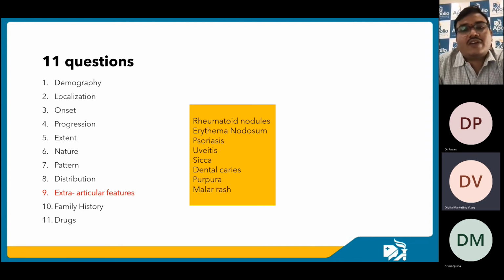So the next question we try to solve is the presence of extra-articular manifestations. So the extra-articular manifestations which can be associated with an arthritis are rheumatoid nodules, erythema nodosum, psoriasis, uveitis, sicca, dental caries, purpura, and malar rash. These are some of the examples of extra-articular manifestations we can see in patients with arthritis. In subsequent slides we will see what are the common extra-articular manifestations if present with arthritis, and what are the differential diagnoses.